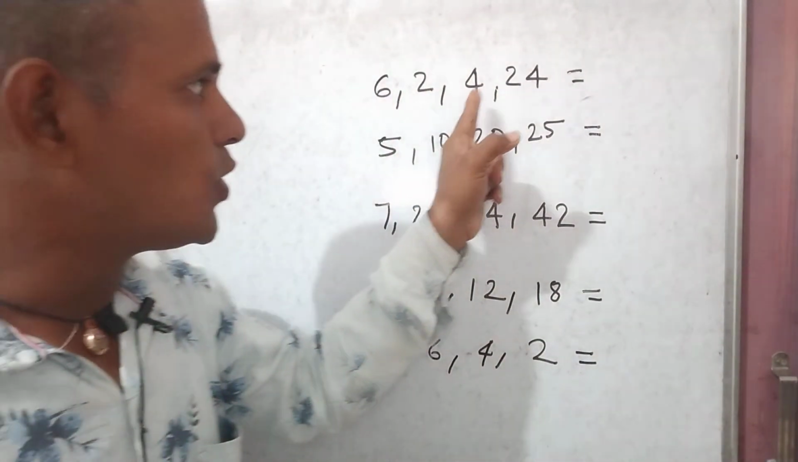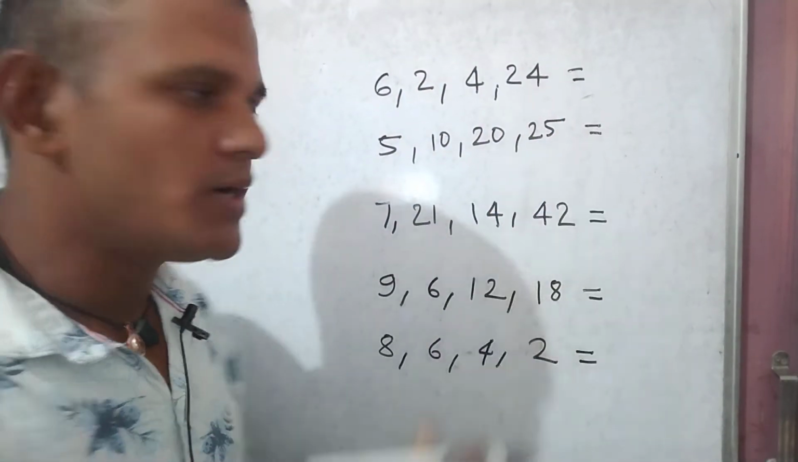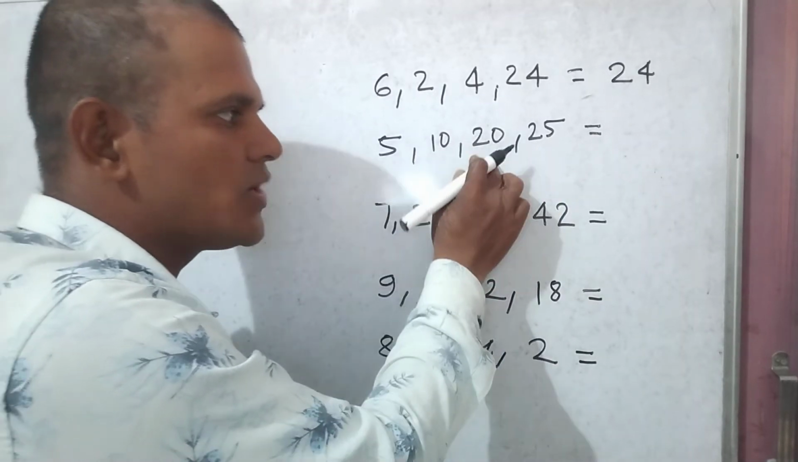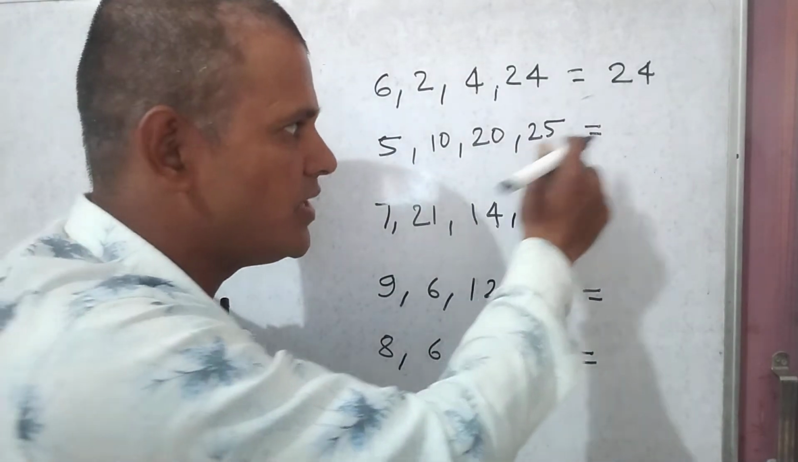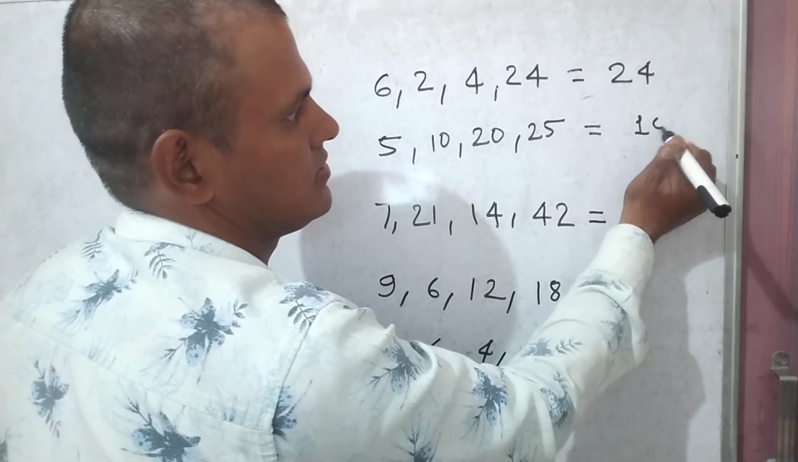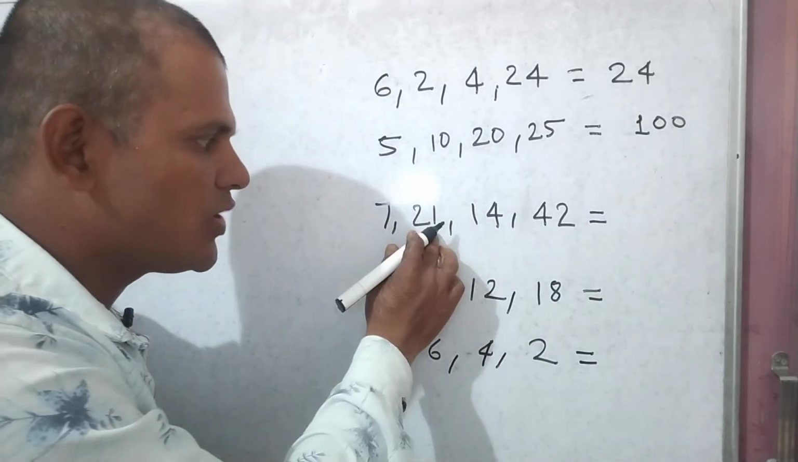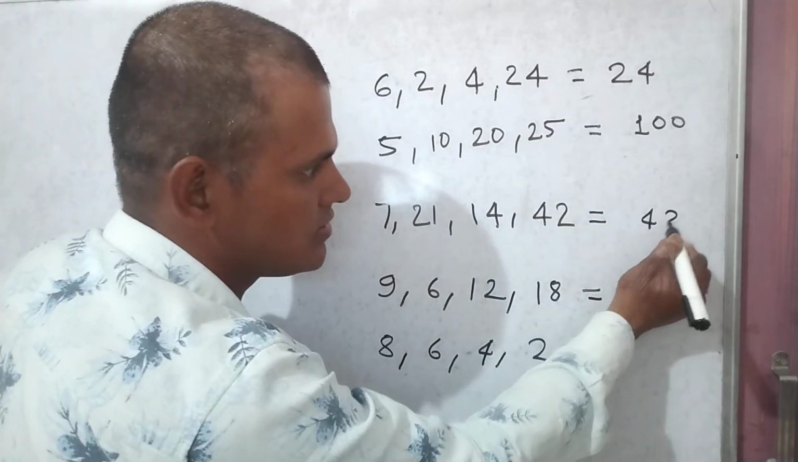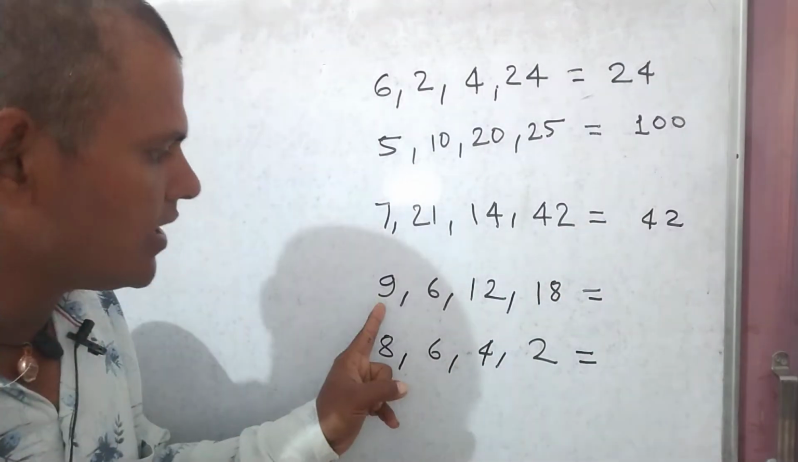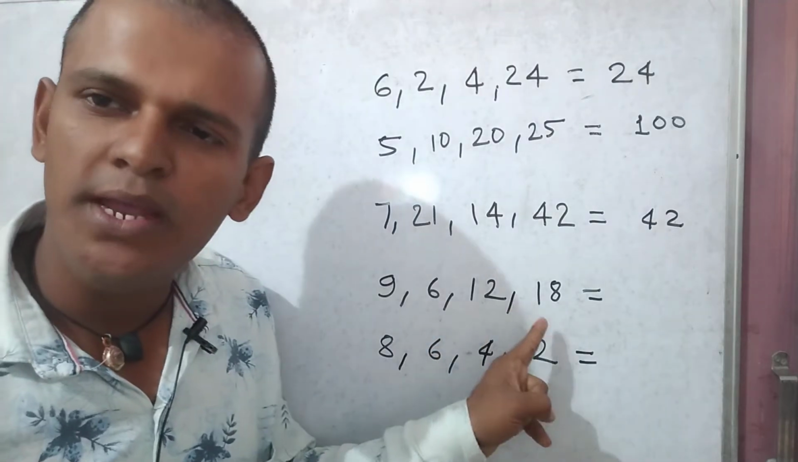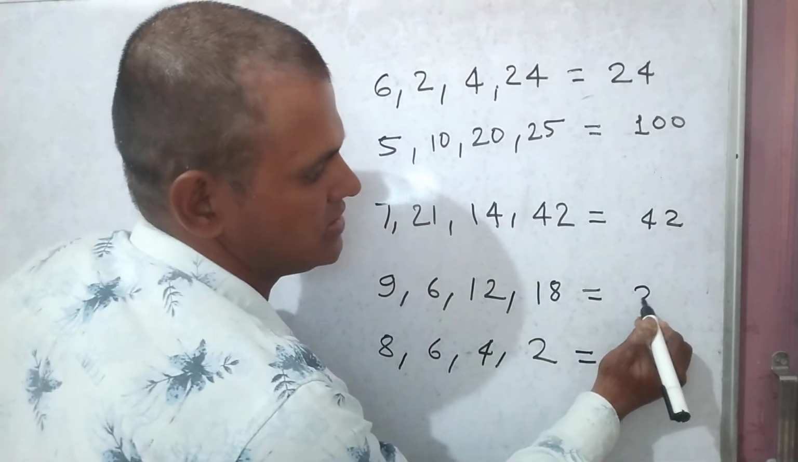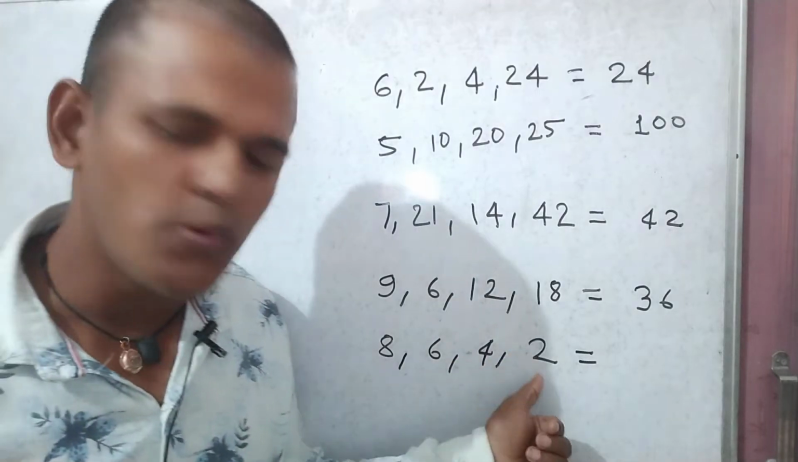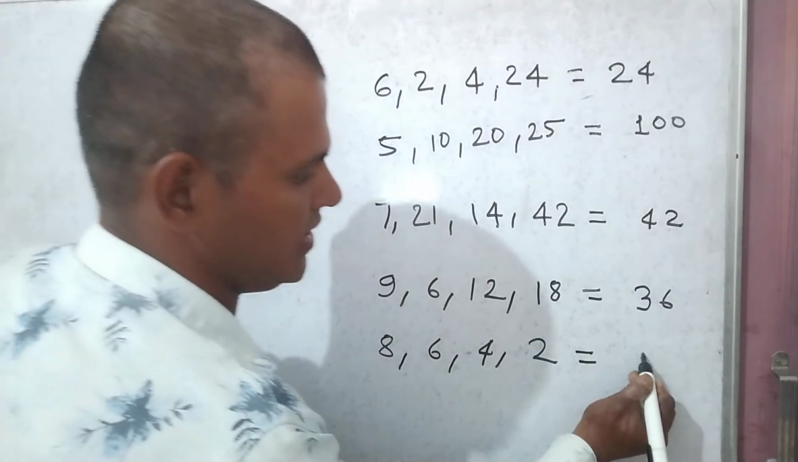6, 2, 4, 24: LCM is 24. 5, 10, 20, 25: LCM is 100. 7, 21, 14, 42: LCM is 42. 9, 6, 12, 18: LCM is 36, right? 8, 6, 4, 2: LCM is 8.